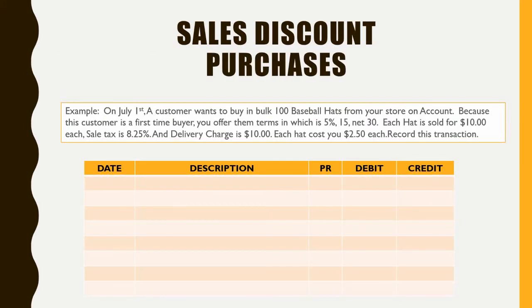So then what happens if we decide to give customers terms? In this case, another separate scenario: on July 1st, a customer decides to buy in bulk 100 baseball hats, which originally priced, once again, was $10 each. Because they purchased in bulk, we kindly said that if you put it on an account, we can give you some terms, where the terms are 5% if you pay within 15 days. If not, the whole thing is due in 30.